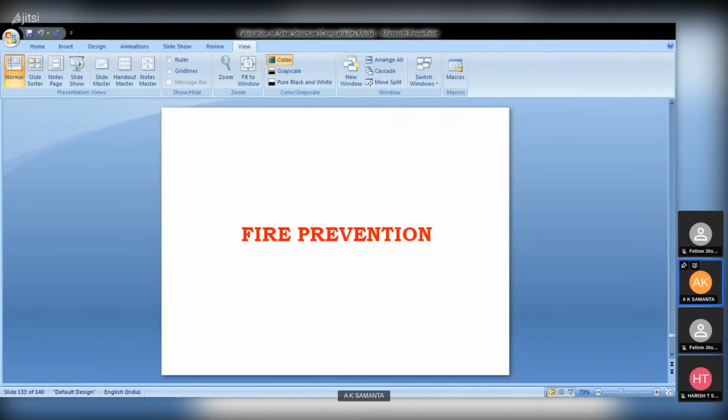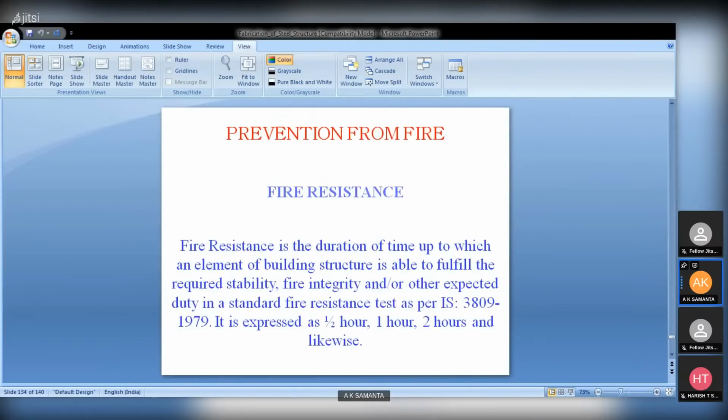Now fire prevention. Steel buildings are very common nowadays, and when a steel building is getting fabricated, fire protection is another criterion we have to select for proper fire prevention. Now, what is fire resistance? Fire resistance is the duration of time up to which an element of a building structure is able to fulfill the required stability, fire integrity, or other expected duty in a standard fire resistance test. IS 3809 covers it. It is expressed as half hour, 1 hour, 2 hours, and likewise.